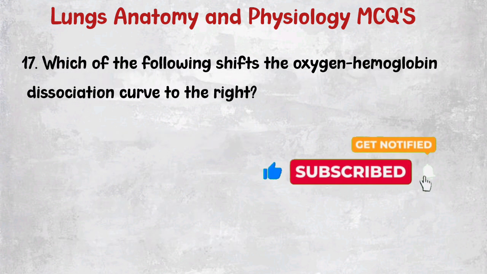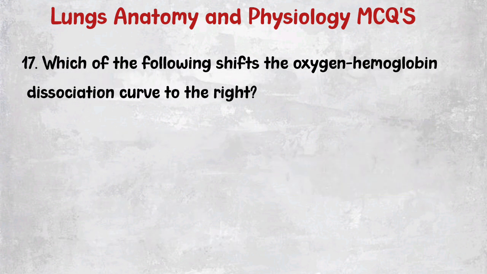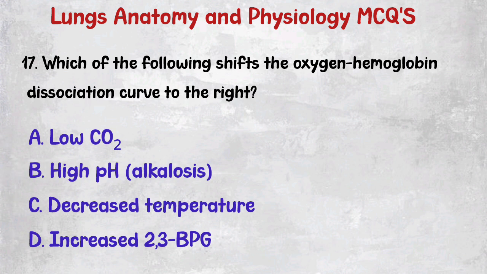Question number 17. Which of the following shifts the oxygen hemoglobin dissociation curve to the right? We have A. Low CO2, B. High pH, C. Decreased temperature, and D. Increased 2,3 BPG. Our answer is actually D. Increased 2,3 BPG. Increased 2,3 bisphosphoglycerate, which is 2,3 BPG, lowers the hemoglobin affinity for oxygen, and this facilitates oxygen release to tissues.